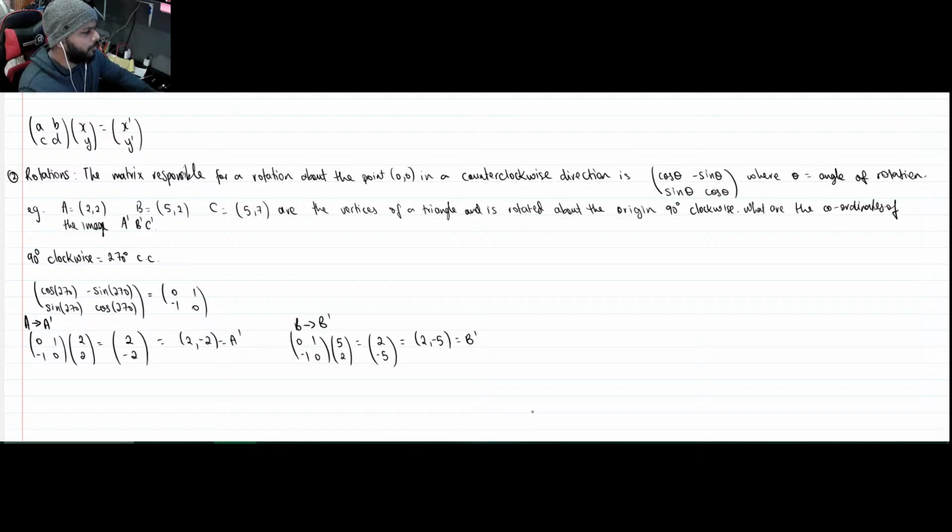And from C to C prime, I will have 0, 1, minus 1, 0, multiplied by 5, 7, is equal to 0 by 5 plus 1 by 7 is 7, minus 1 by 5 plus 0 by 7 is minus 5. This is 7, negative 5. This is the coordinates of C prime. So I calculated the coordinates of my image points.